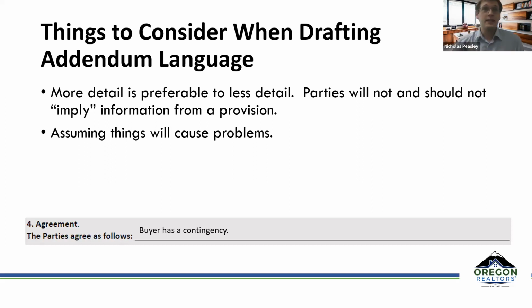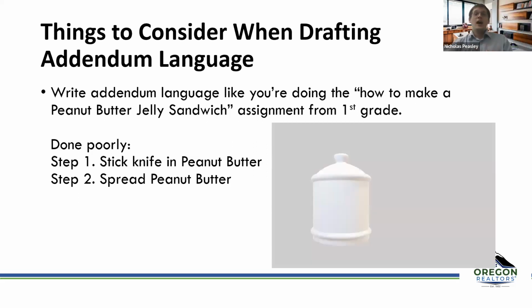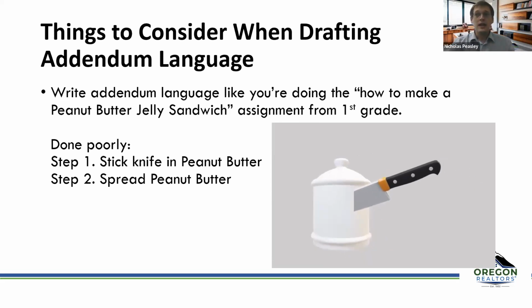Bear with me. This is going to get a little patronizing for a second. Think about writing an addendum kind of like doing that how-do-you-make-a-peanut-butter-jelly-sandwich assignment from first grade, right? If you do it poorly, step 1, stick the knife in the peanut butter jar. Step 2, spread the peanut butter. It doesn't work like intended. So it is childlike, I understand, but that assignment is a great way to understand general addendums and how to write them.